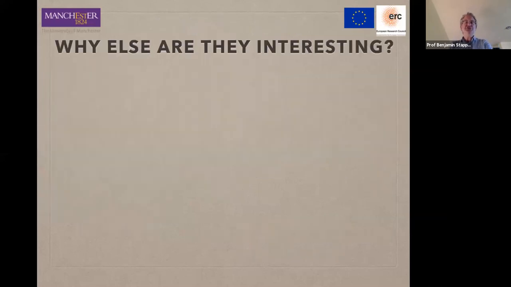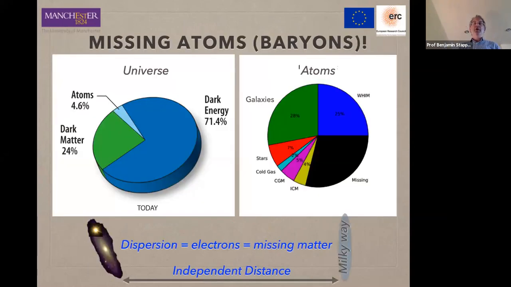So why else are these objects interesting? Well, it turns out that a bit like walking into a darkened room and turning on a torch, and suddenly being able to find out what's in this room, you can use fast radio bursts as a probe of the medium between us and the galaxies in which they live. As I already mentioned, this intergalactic medium is really very interesting because much of the matter in the universe is unaccounted for. Not just the dark energy and the dark matter, but even if we look at the atoms, around 4.6% of the universe is made up of atoms. Of that 4.6%, at least a third is thought to be missing. And what that means is that we just don't know where it is. The speculation is that it lives in the regions between the galaxies.